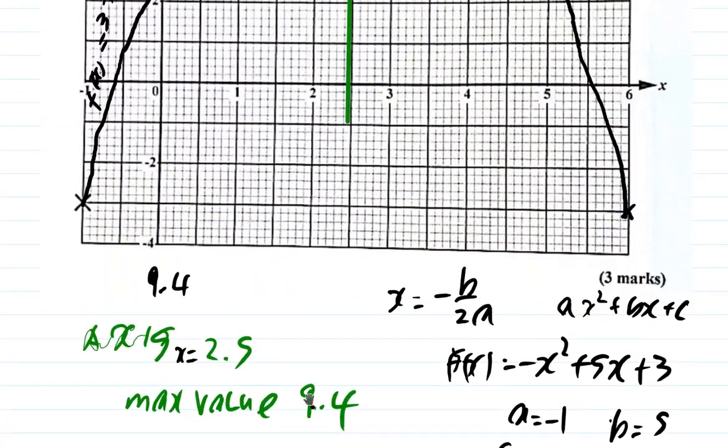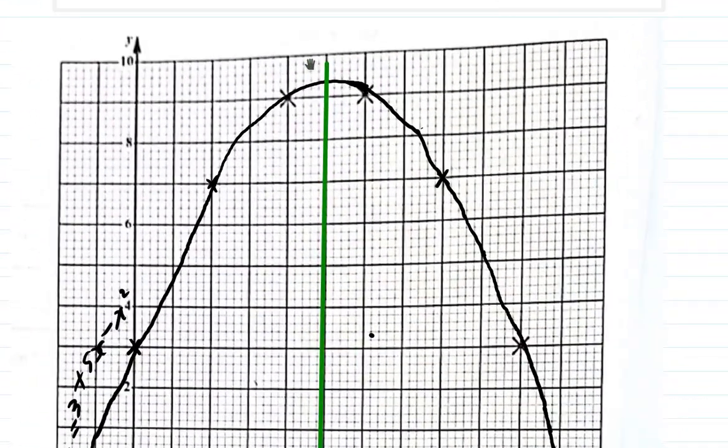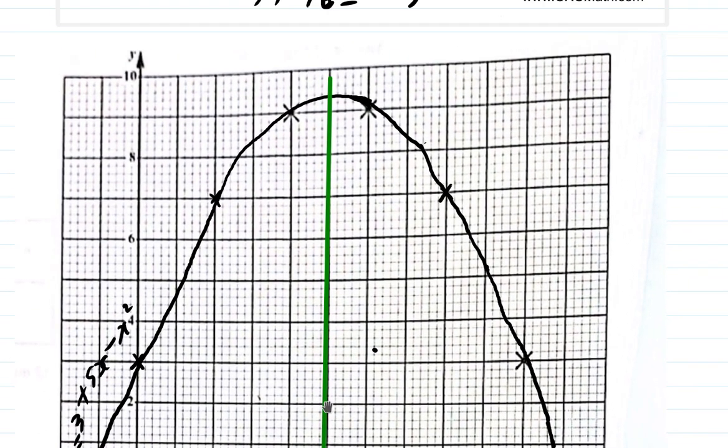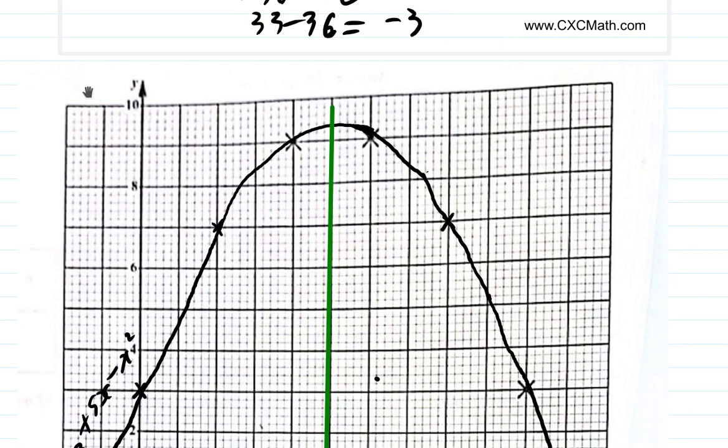Yeah, I said it was 9.4. Well, the accurate value is 9.25. But once you draw the graph, you should get close. What you do when you look at the graph is an estimate, you know. But when you calculate it, it's accurate. 9.25 is the accurate value of the maximum value. F of x, or the y, is at 9.25.